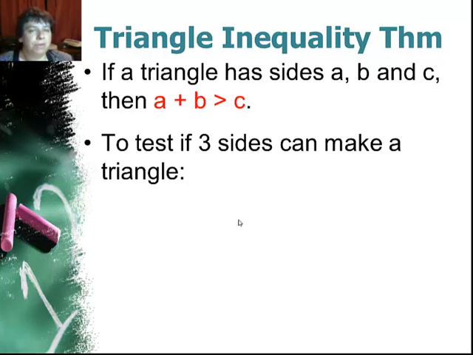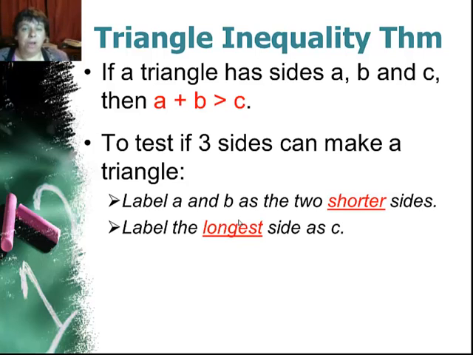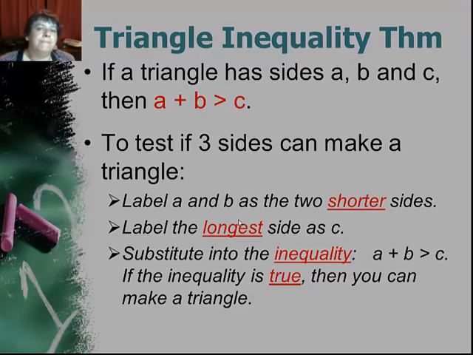So to test if three sides can make a triangle, first you're going to label A and B as the two shorter sides. Remember, that's the sides we're going to add together. Then you're going to label the longest side as C. Then you substitute into the inequality. Two short sides must be greater than the longest side. If the inequality is true, then it is a valid triangle. If it's false, then you can't make a triangle from those sides.